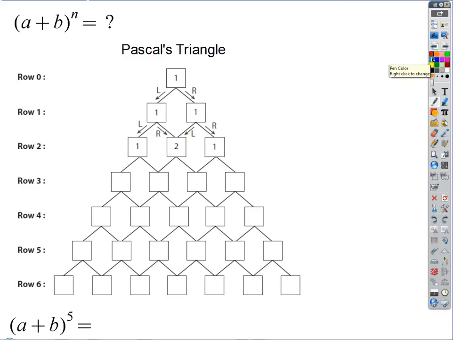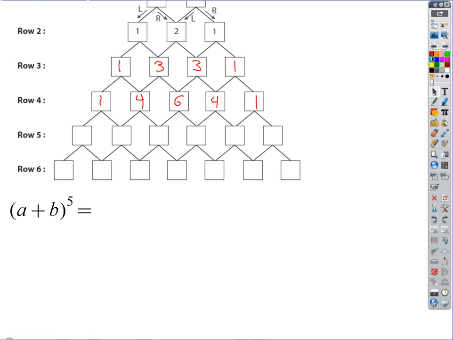It's easy to do. So what are the numbers in row 4 going to be? Yeah, 1 and then 3, because 1 plus 2 is 3, and then 3 and a 1. What about the next row? And we could keep going with that. Let's just go to row 5. We don't have to finish the whole thing. What's this row going to look like? 1.